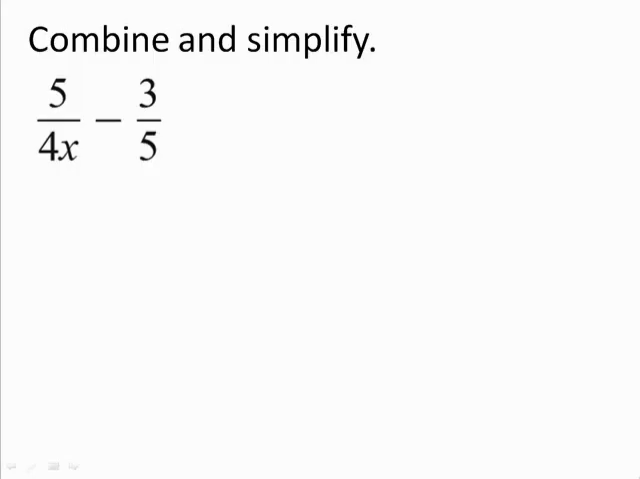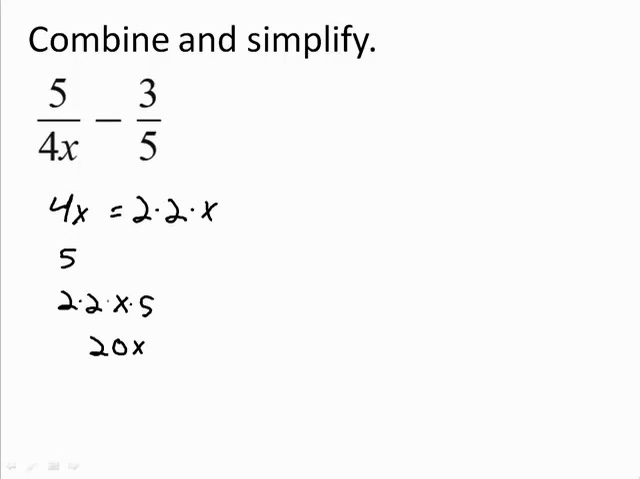Combine and simplify. 5 divided by 4x minus 3 divided by 5. First find the least common multiple of the denominators. 4x can be written as 2 times 2 times x. And 5 is already a prime number. The least common multiple has to contain each of these factors. It has to contain a 2, an x, and a 5. The least common multiple is 2 times 2 times x times 5, which is equal to 20x. Therefore, 20x is the least common denominator.